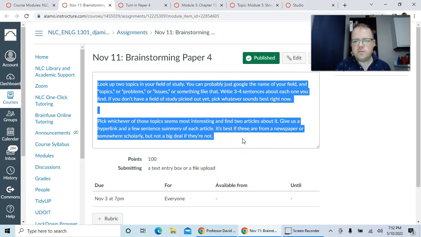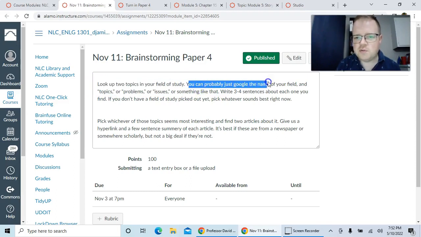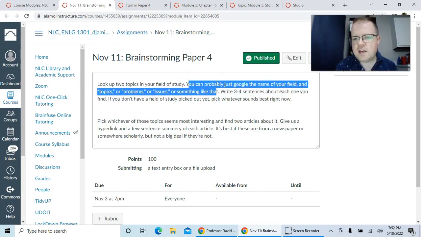So what you're going to do first is find 2 topics in your field of study that you could write this paper about. You can probably just Google the name of your field and topics or problems or issues or something like that, and find a whole bunch of different topics to talk about, because other people have written papers like this and they've had to do the same thing.